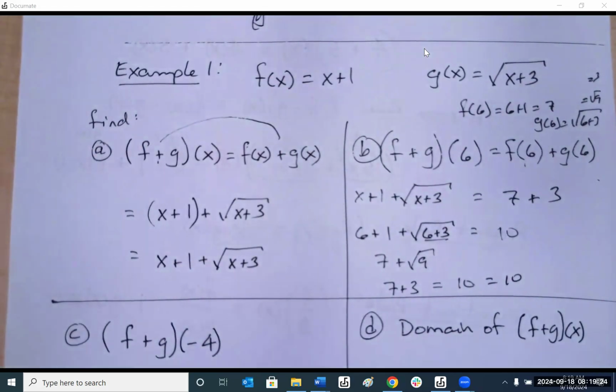Which side's easier? The right side. Yeah. Is it always going to be the case? Not really, because sometimes you can have functions that, when you add them together, cancel out things. So it can simplify the whole process.